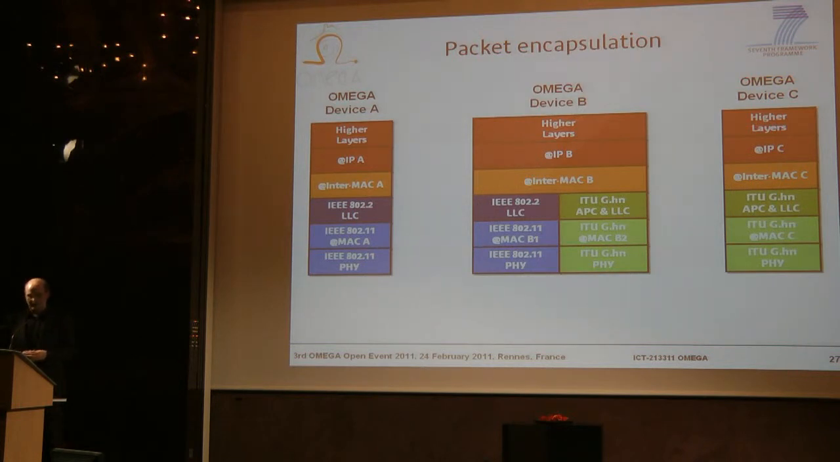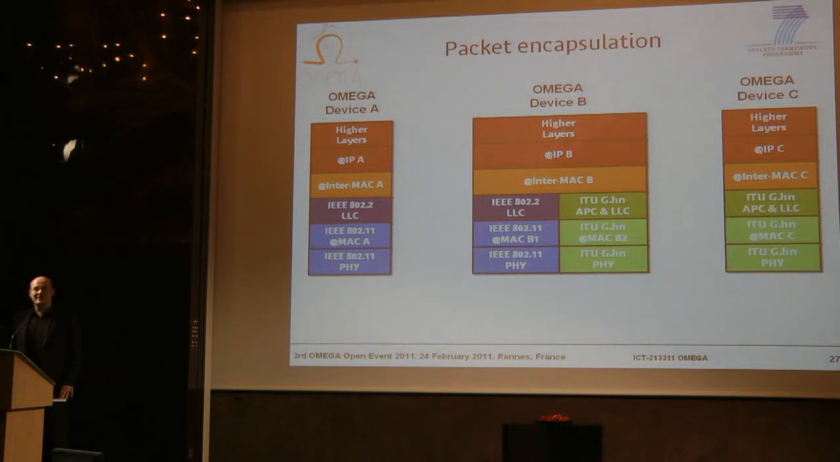just to give you an impression how this works if you're not familiar with networking and protocols. Just consider this simple topology. We have 3 devices, Omega A, B, and C. And Omega A is a wireless LAN only device, and Omega C is a power line only device. Here, for fairness reasons, I used ITU G.hn and not P1901. But you can fit in every technology you want if you provide the connectivity to the InterMAC.